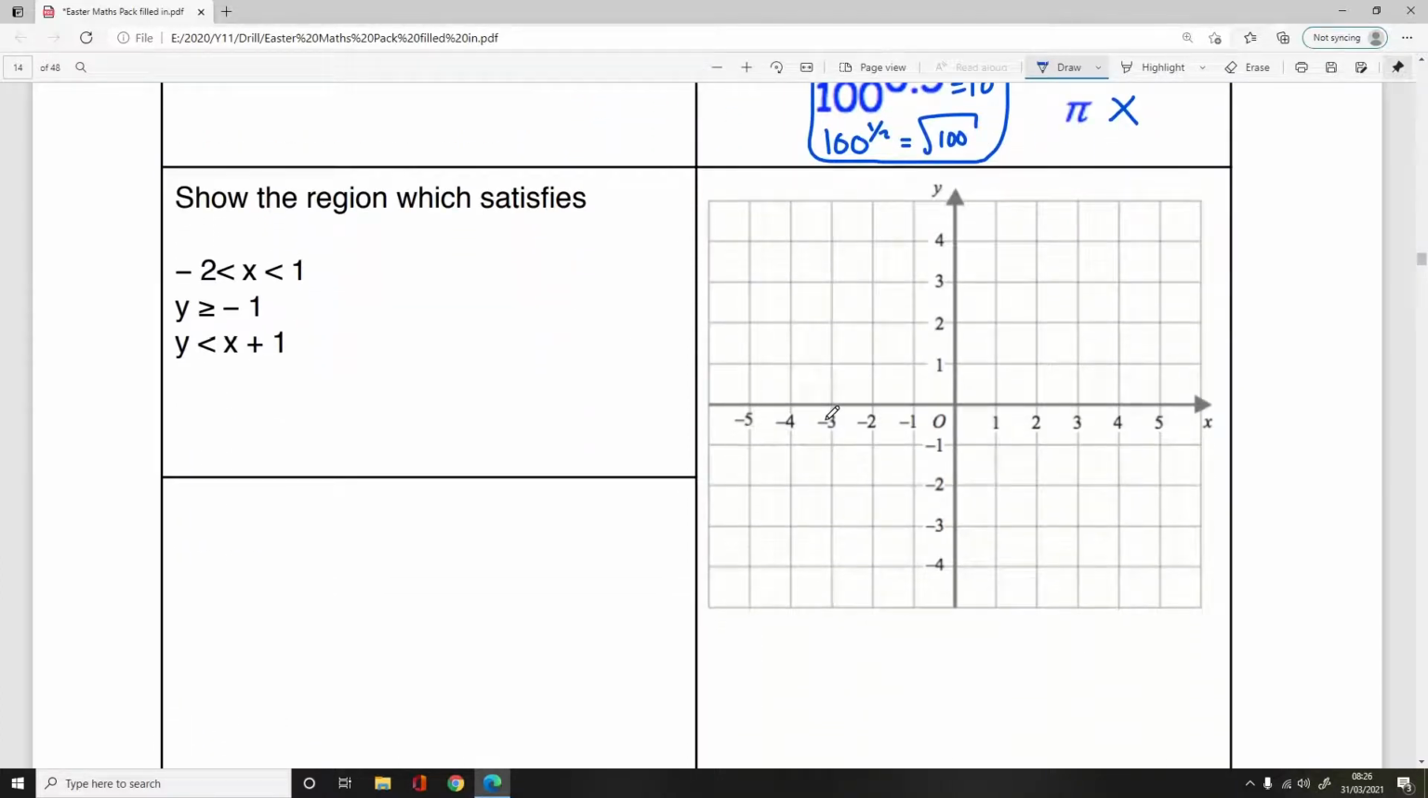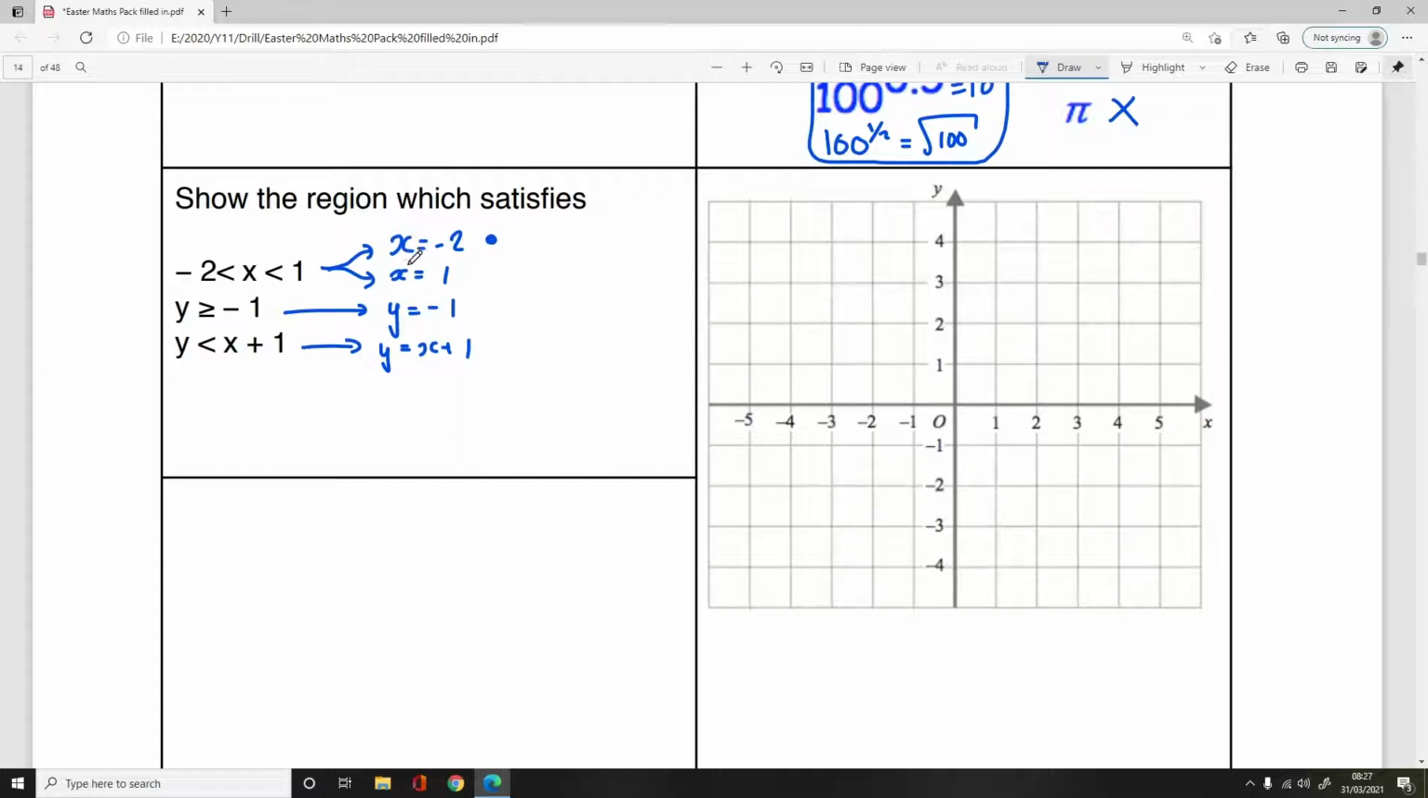Now this one is a graphical inequality, and it's all to do with drawing lines and trying to find the regions in between the lines. So what we need to do is essentially draw some lines and then decide which side we want to be on. So from this first inequality, we're going to draw the lines x equals -2 and x equals 1. From this one, we're going to draw y equals -1, and for this one, we're going to draw y equals x plus 1. So you can see that there's 4 lines that we need to draw. Let's do the first 3 because they're quite straightforward. Let's do them in different colours, why not?